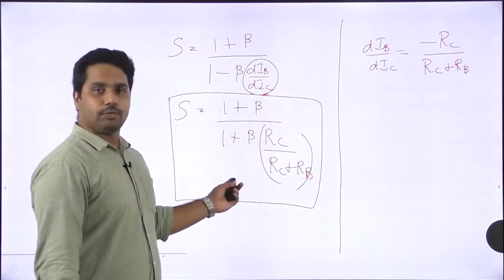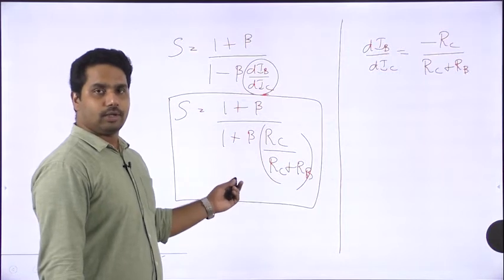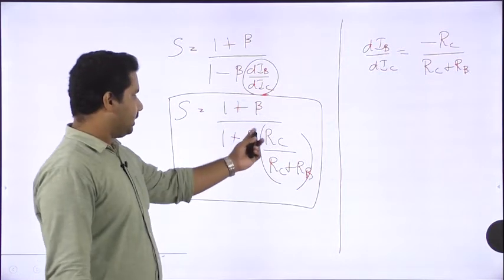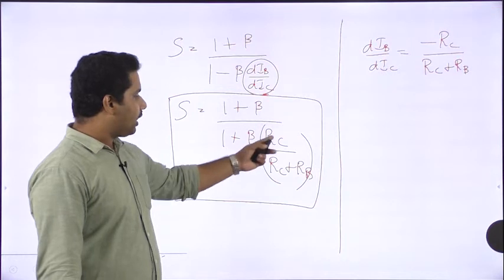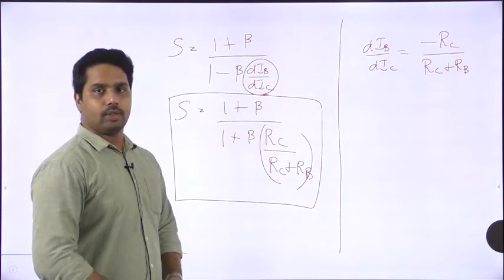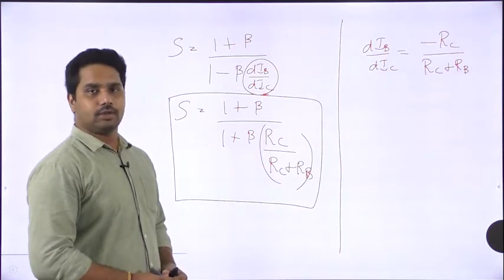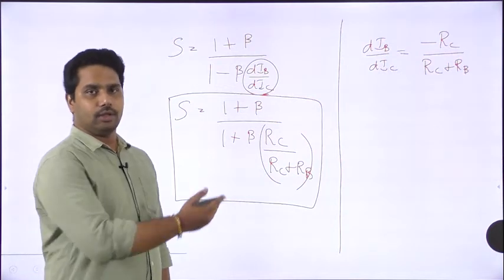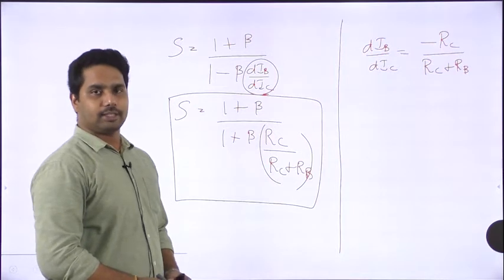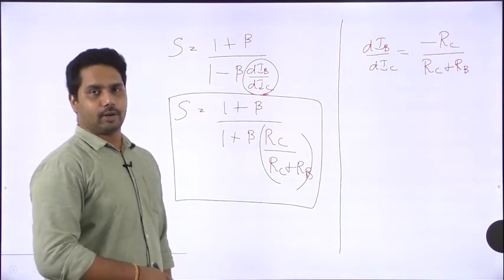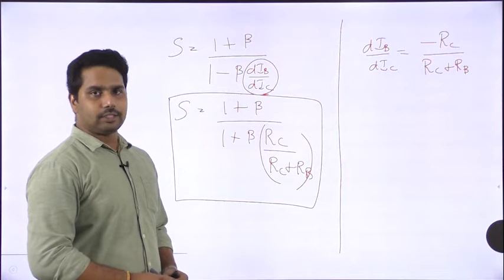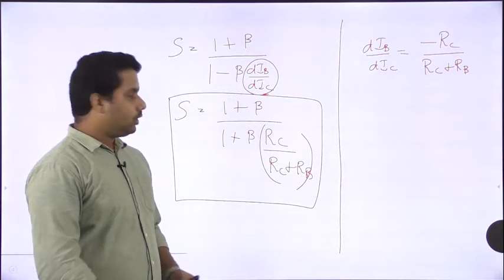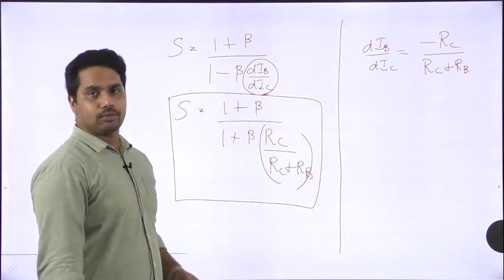So I hope all of you got this particular representation. S is equal to (1 plus beta) divided by (1 plus beta into RC by RC plus RB). We will be having a lot of numericals regarding these three configurations. Now fixed biasing is over. This one is collector to base biasing, and one more is there, potential divider biasing. For all these three cases, we will be having many numerical problems. So all these equations you have to remember.